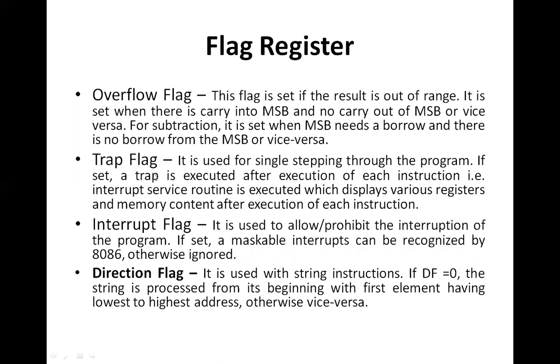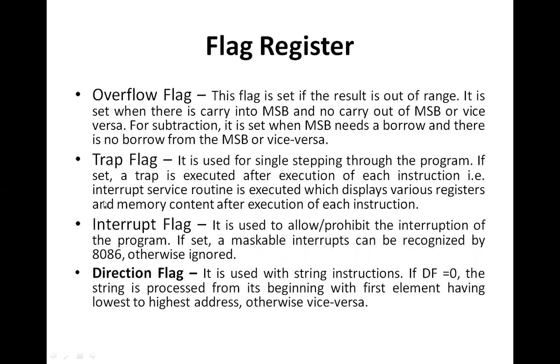The second flag is trap flag. This flag is used for single stepping through the program. Single stepping means executing one instruction at a time, one by one. Normally the program is executed as a whole. But whenever we want single stepping, the trap flag gives this information. If the trap flag is set, a trap is executed after the execution of each instruction. After each instruction, there will be a trap.